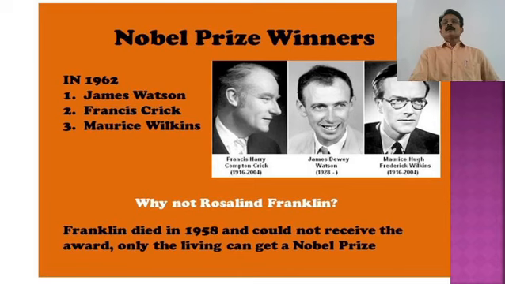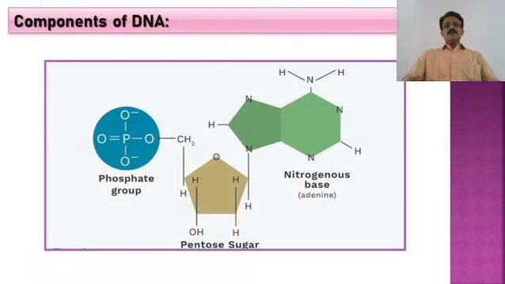Later we have to see what the different components of DNA are, because we have to demonstrate the DNA double helix structure. So before that we have to see the different components of DNA. Basically it is composed of pentose sugar, here deoxyribose pentose sugar in case of DNA, a phosphate group, and on the inner side it consists of nitrogenous bases.